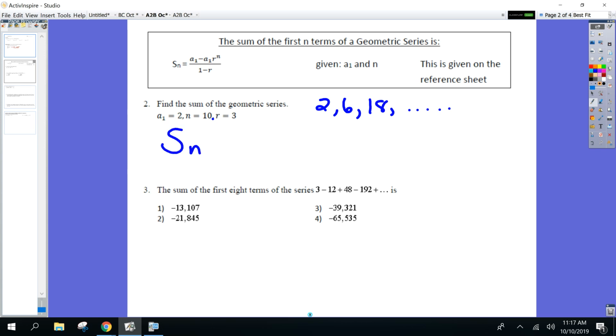S sub n equals, and again, I'm pulling this right off the formula sheet. A1 minus A1 times R to the n, good thing you don't have to memorize this, huh? Over 1 minus R.